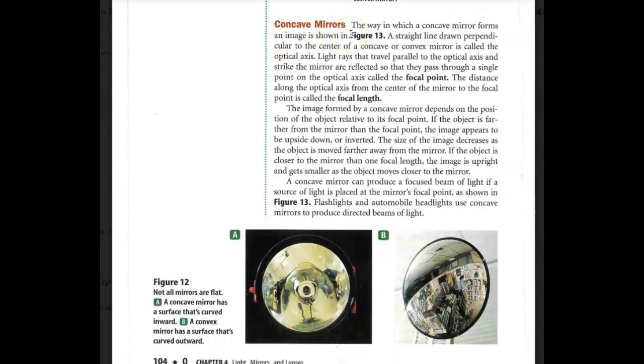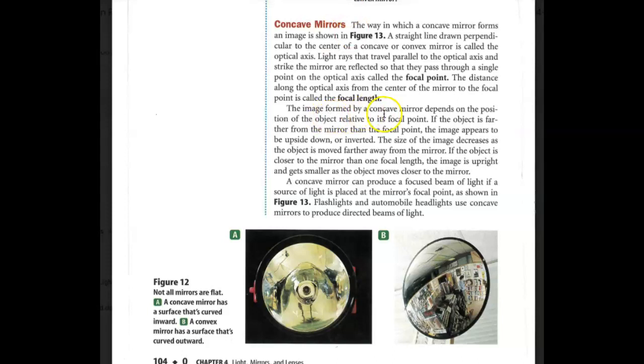Concave mirrors. The way in which a concave mirror forms an image is shown in figure 13. A straight line drawn perpendicular to the center of a concave or convex mirror is called the optical axis. Light rays that travel parallel to the optical axis and strike the mirror are reflected, so they pass through a single point on the optical axis called a focal point. The distance along the optical axis from the center of the mirror to the focal point is called the focal length. That's why when you have binoculars or microscopes, you're always adjusting those little dials to bring it into focus. It's actually moving the mirrors and lenses to the right spot where it focuses at the right length.